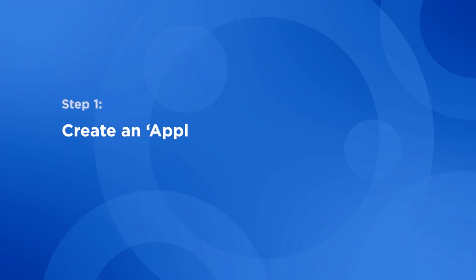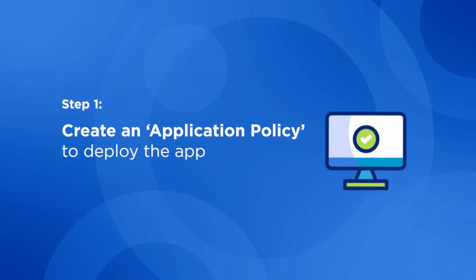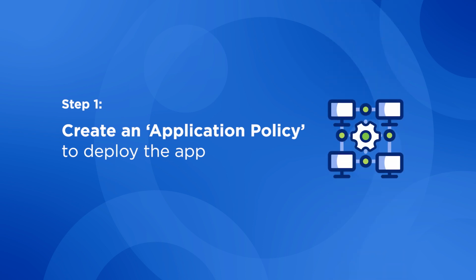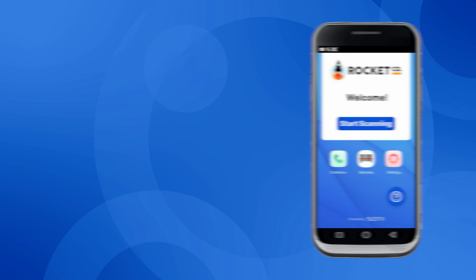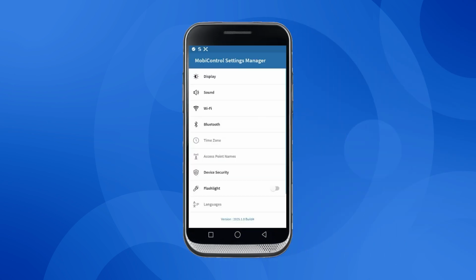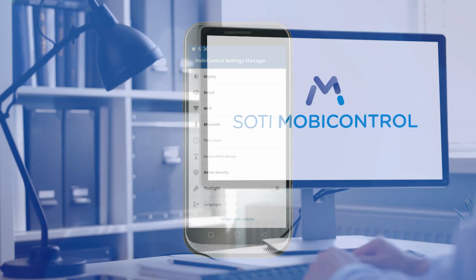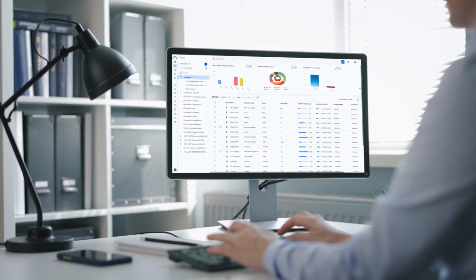First, you need to create an application policy to deploy the app. This app policy enables you to distribute the application to your devices in a way that suits your device type or business function. Once the app is deployed, you can then control how it behaves using profiles. Now, let's take a look at how to configure the Settings Manager app in SOTI MobiControl.